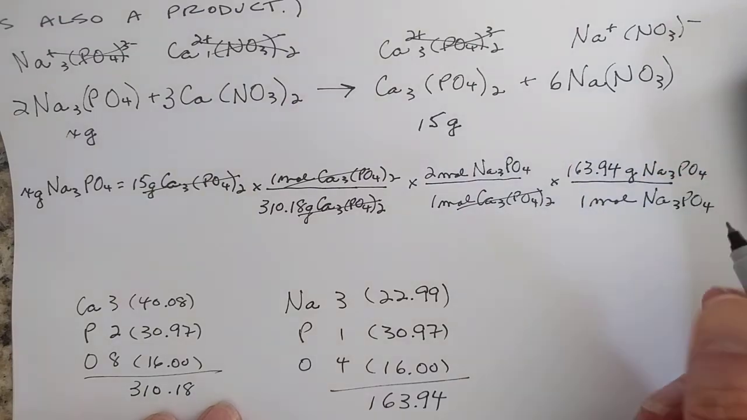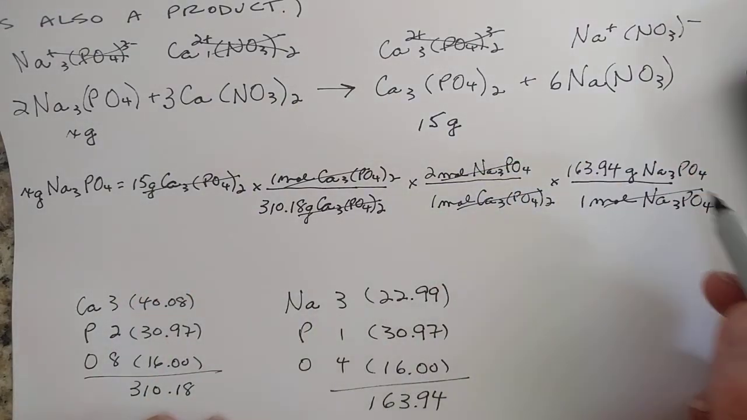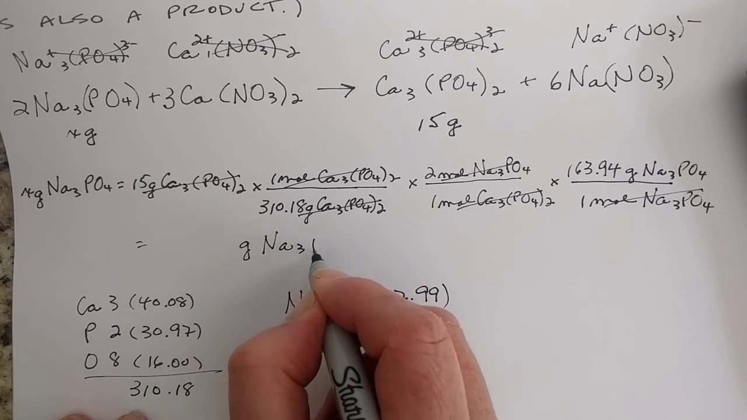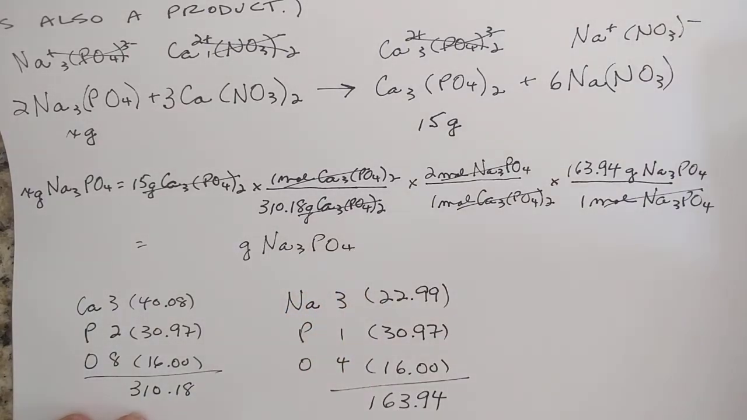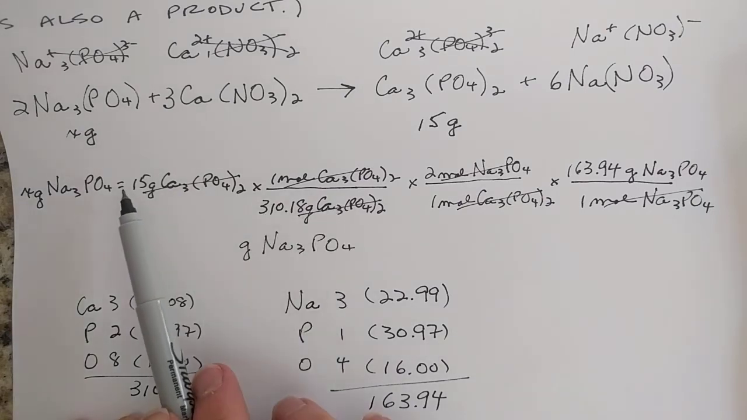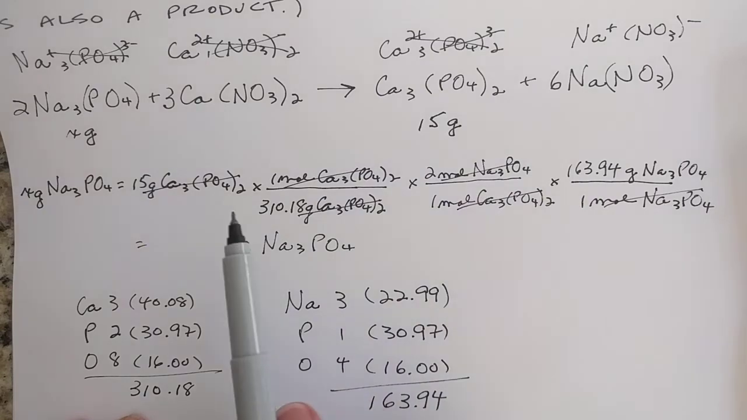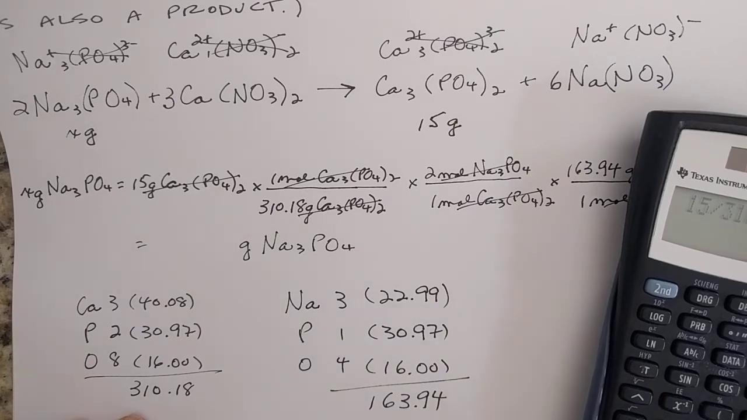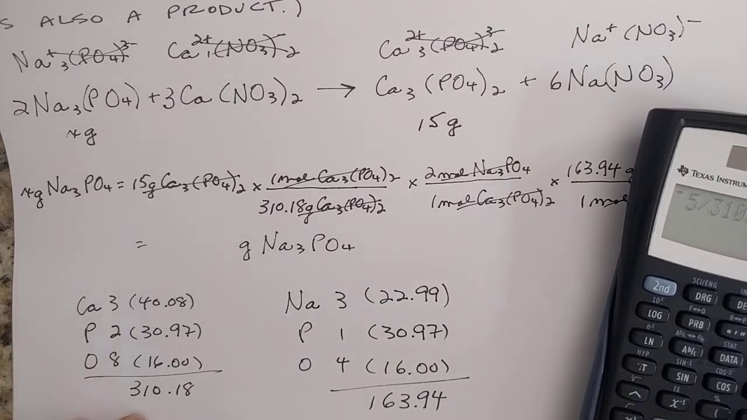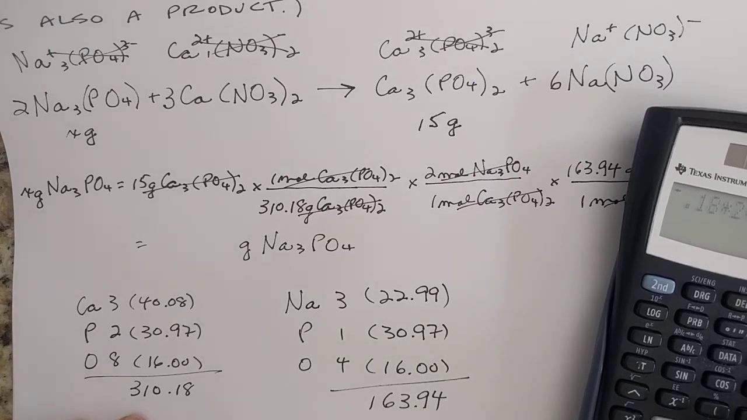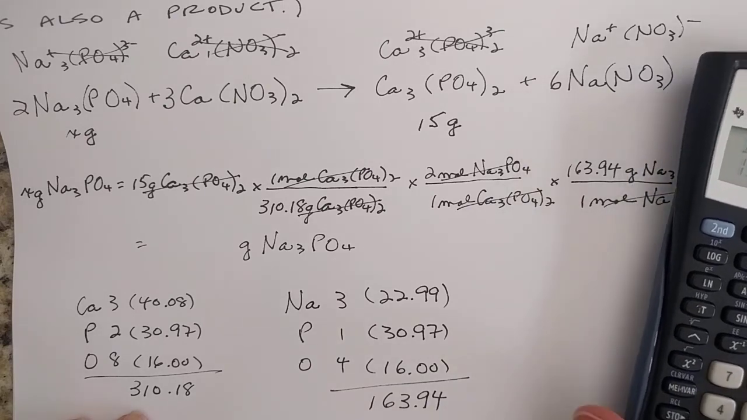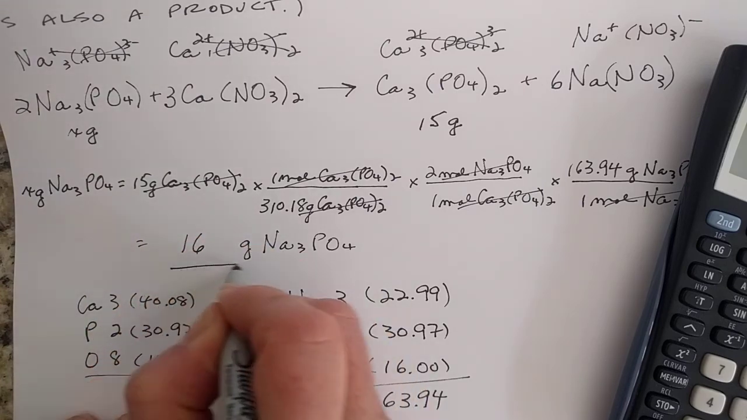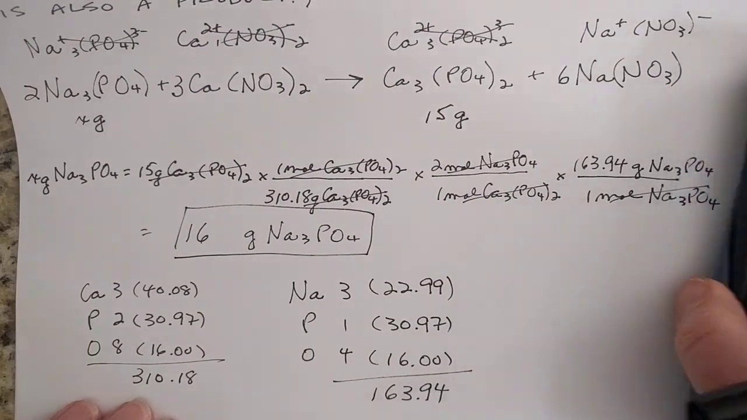I'll put that up there. And here our moles canceled out. All the units have canceled out except the unit that we're looking for, the grams of the Na3PO4. And now we look for sig figs. 2 sig figs, 5, unlimited, 5. So our answer gets 2 sig figs. 15 divided by 310.18 times 2 times 163.94 equals. And, oh, that's funny. You get 15.85, so that is 16. So we get 16 grams of sodium phosphate.